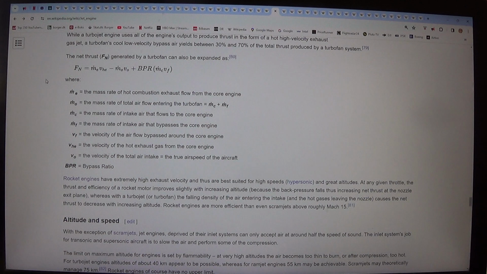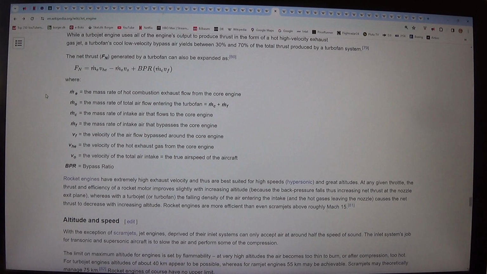The net thrust, Fn, generated by a turbofan can also be expanded as Fn = ṁe·Vhe − ṁo·Vo + BPR(ṁc·Vf), where ṁe equals the mass rate of hot combustion exhaust flow from the core engine.